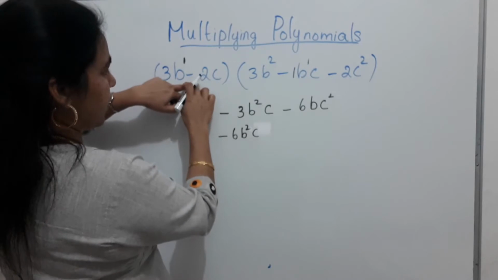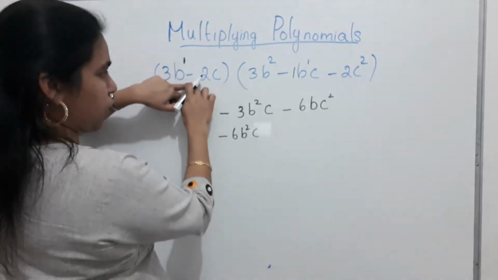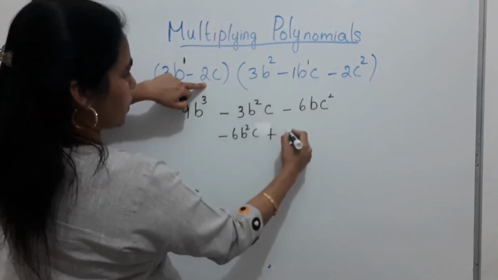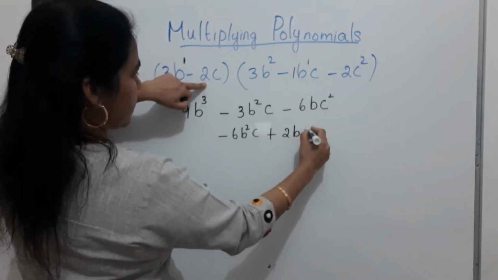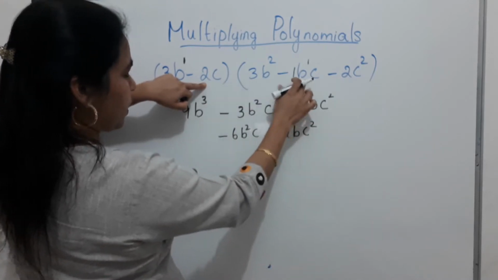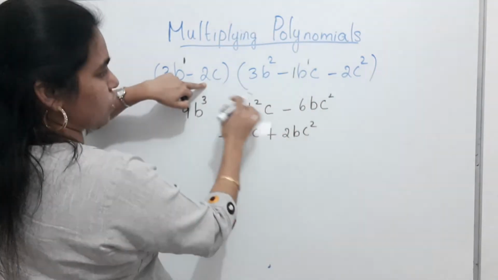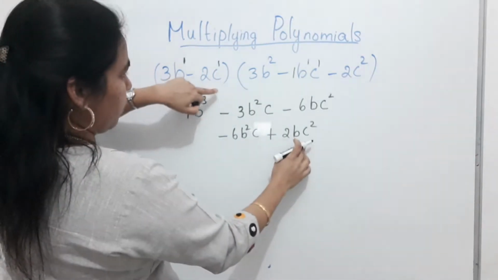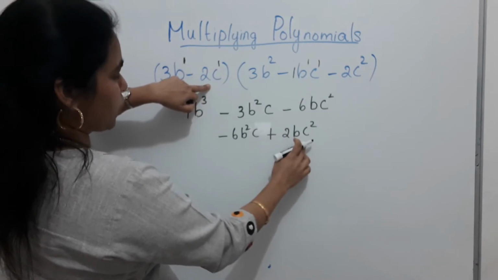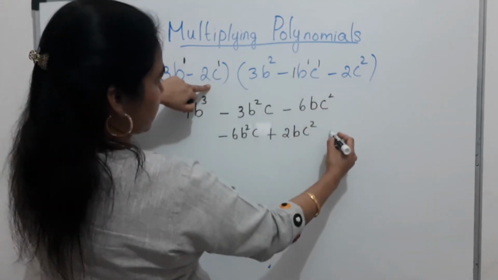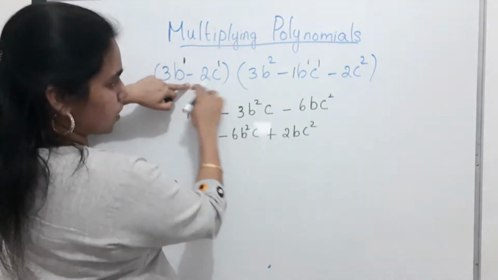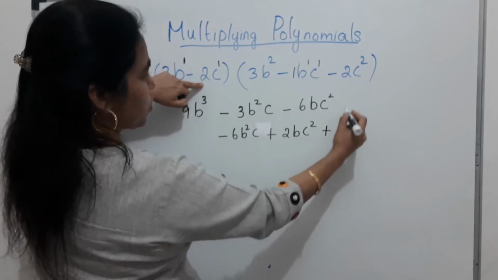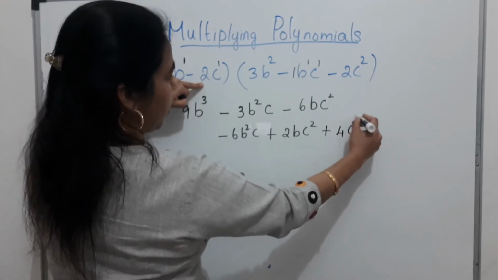Okay, and then the next term, here you have minus, here also you have minus, so minus and minus will be plus. So 2 times 1 is 2, and then b c squared, because you have b here and also c, two c's are there, so c 1 and c 1, you add them, and c squared will be the answer. Now you have to multiply minus 2c by minus 2c squared. This is holding a negative sign, and this is also having a negative sign, so it will become plus. So 2 times 2 is 4, c to the power 3.